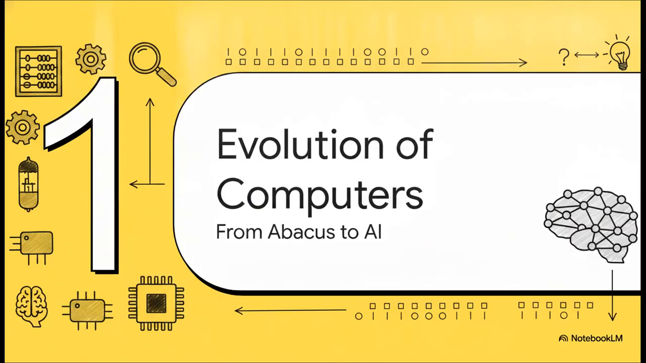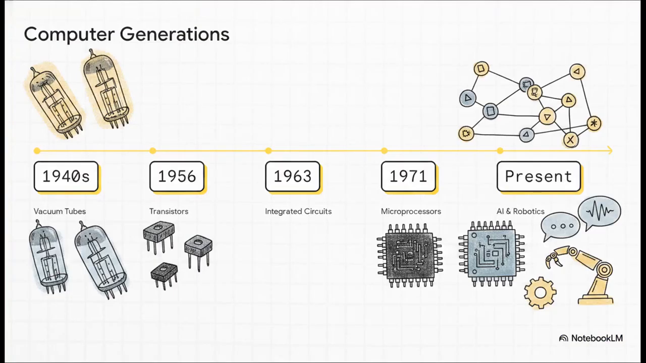Section 1. The Evolution of Computers, from the Abacus to AI. It's honestly an incredible leap. We're talking about starting in the 1940s with massive, power-hungry vacuum tubes. Then, the 1950s brought us smaller, much more reliable transistors. By the 60s, engineers figured out how to squeeze multiple transistors onto single integrated circuit chips. That sparked the microprocessor revolution in the 1970s. And today, we're fully deep into the fifth generation, focused heavily on AI, natural language processing, and robotics.